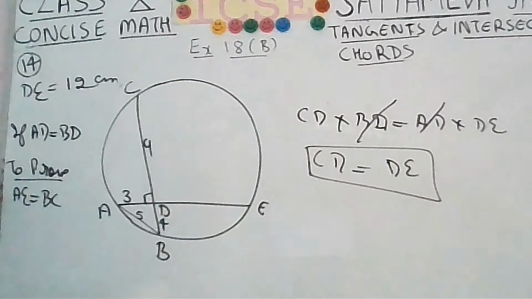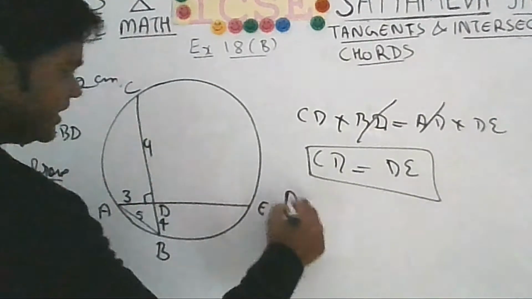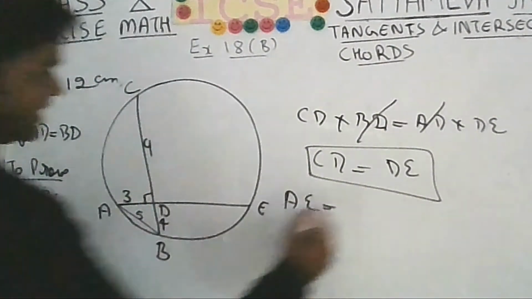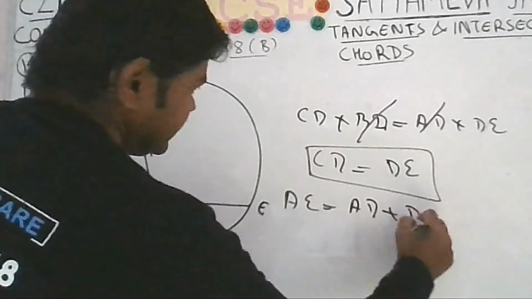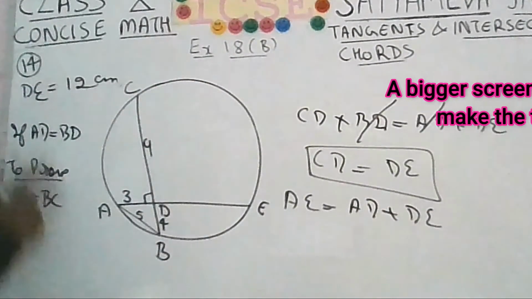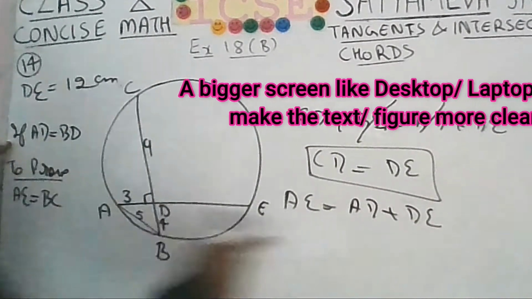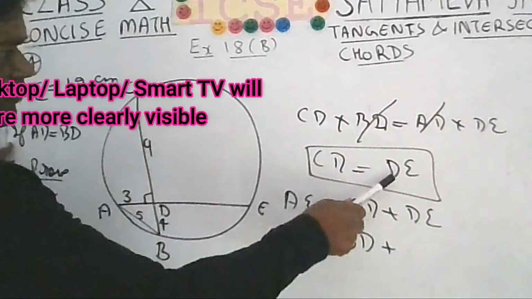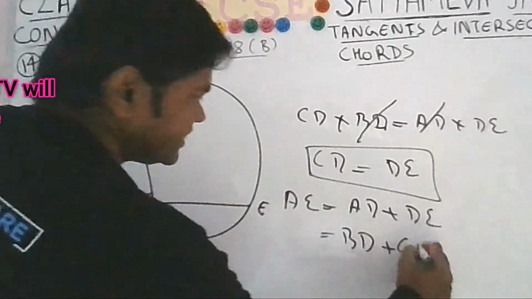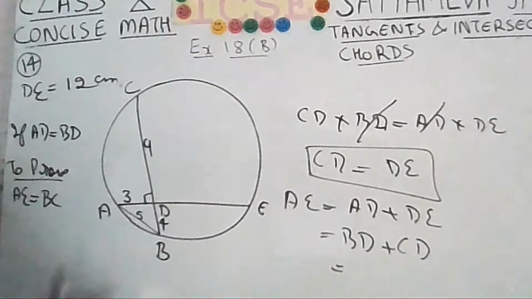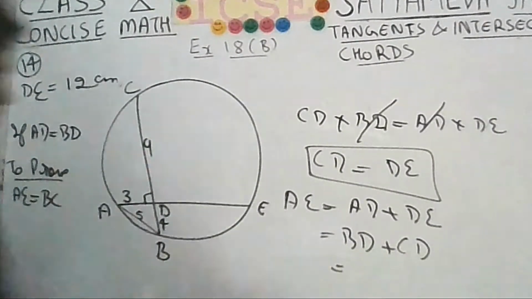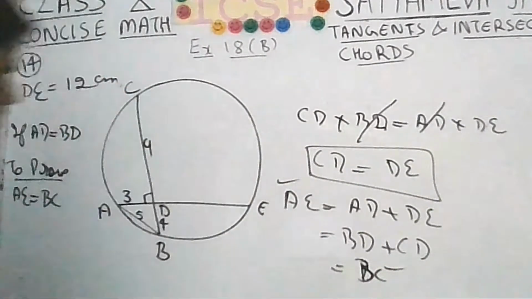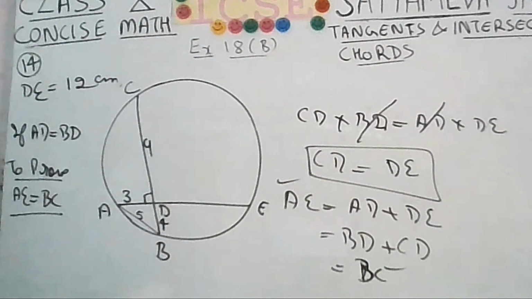What did you prove? AE is equal to BC. So let us start with AE. What is AE? AD plus DE. What is AD? It has been given that AD is equal to BD. So instead of AD you can write BD. And what is DE? Just now we have proved that DE is equal to CD. So we should write CD. And what is BD plus CD? BD plus CD will be BC. Like this you can prove that AE is equal to BC. That only we have to prove.